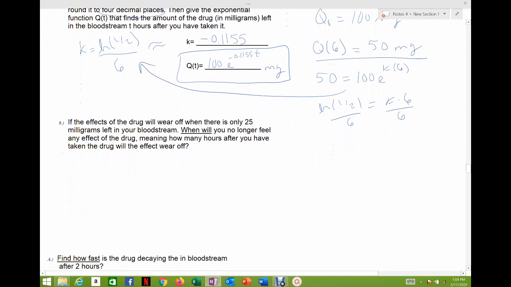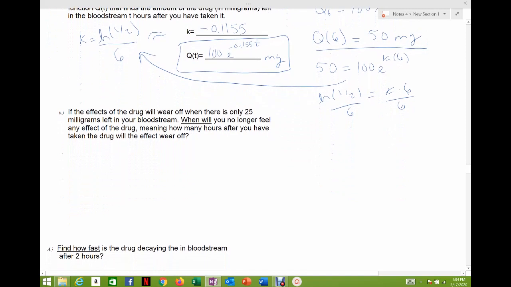Alright, so there's the equation that I'm going to have to use for the rest of the problem. So again, you have to be able to find the equation to do the rest of the problem. Alright, the next part of the problem is, if the effect of the drug wears off when there's only 25 milligrams left, when will you no longer feel the effect of the drug, meaning after how many hours will the effect wear off.